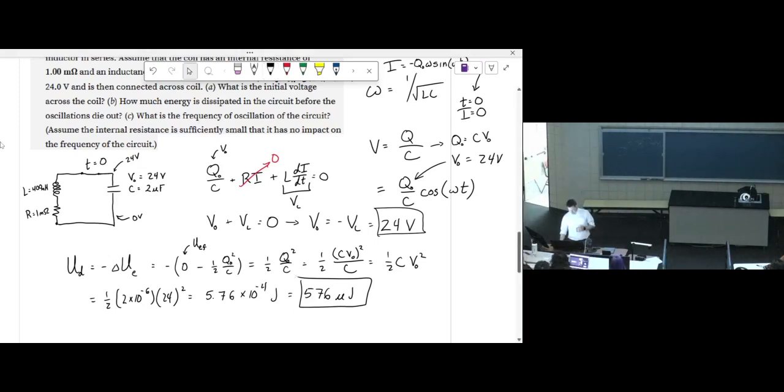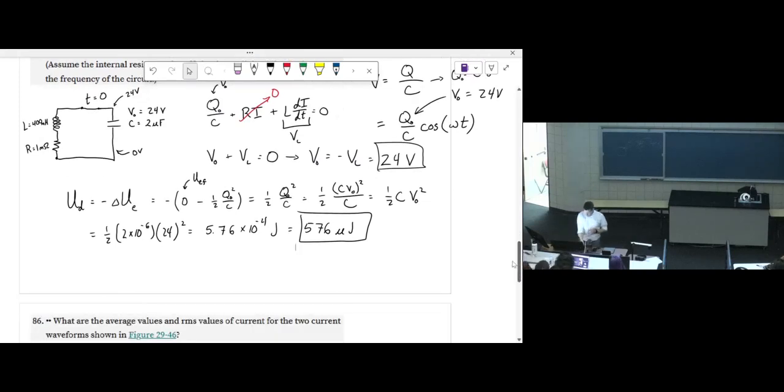What is the natural frequency? What is the frequency of oscillation of this circuit? We said that omega is equal to 2 pi f, or that means that f is equal to omega over 2 pi, or that's 1 divided by 2 pi square root of LC. And this comes out to be 178 hertz.